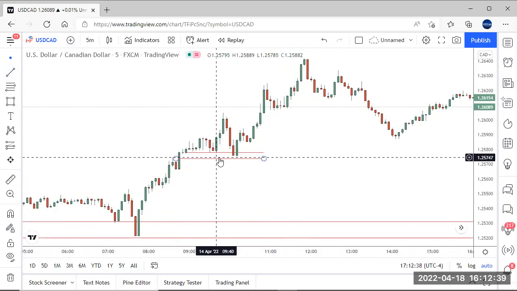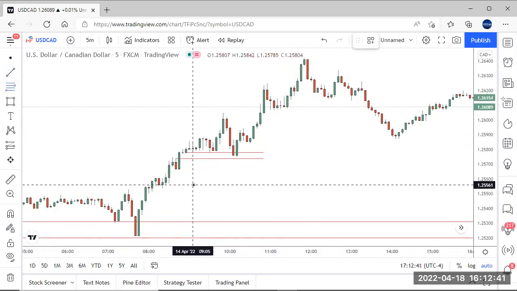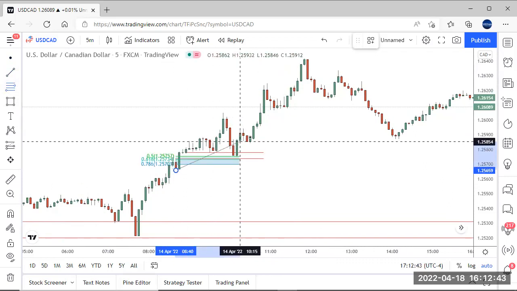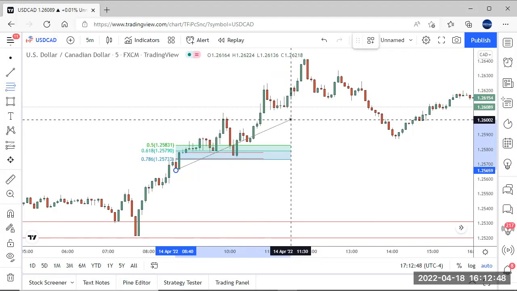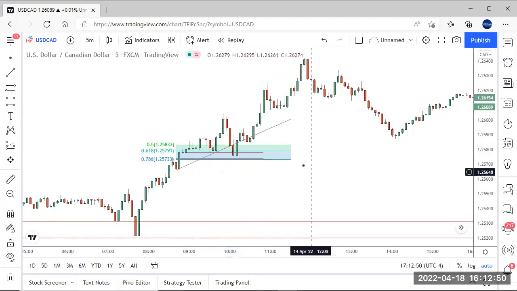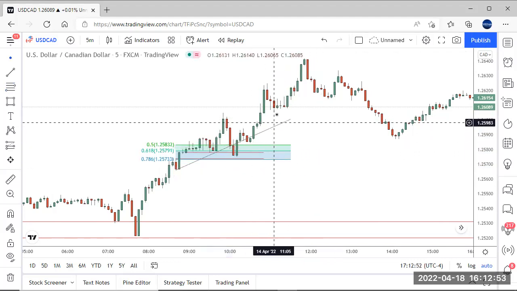So this was our buy limit right here. You can do your swing low, which is here, up to swing high, which is here. Anything below 50% is going to be your discount buy or a trend continuation for this pair.